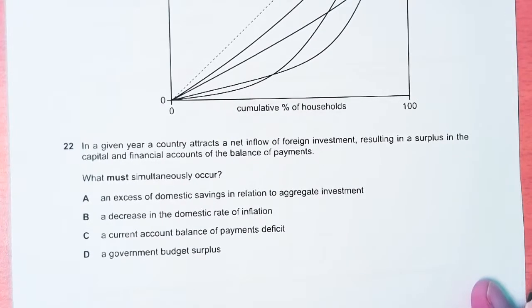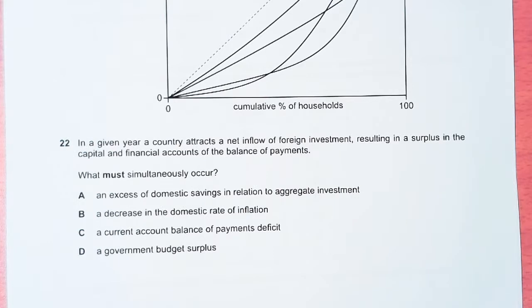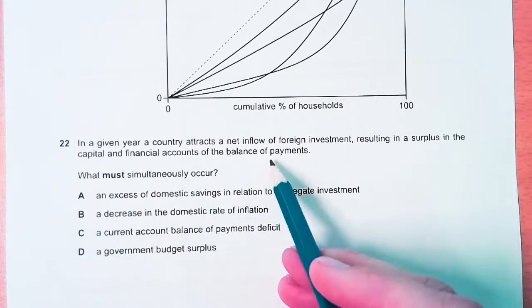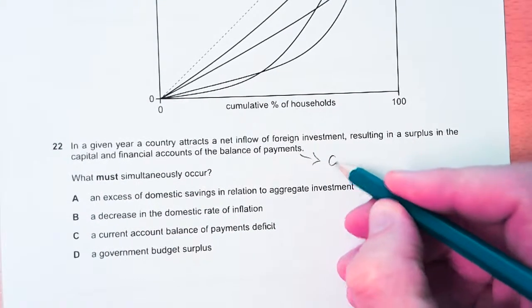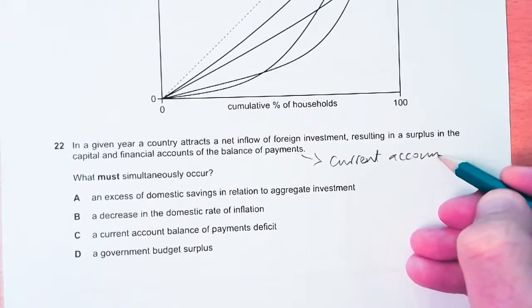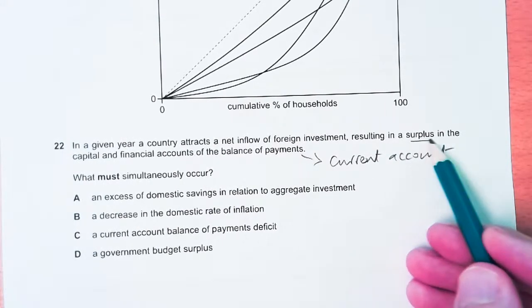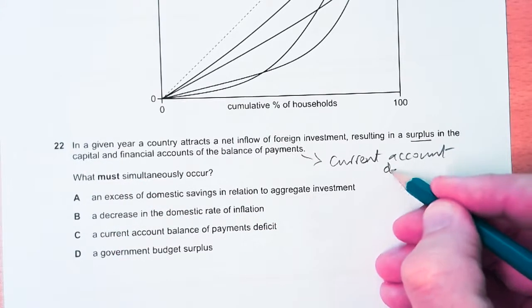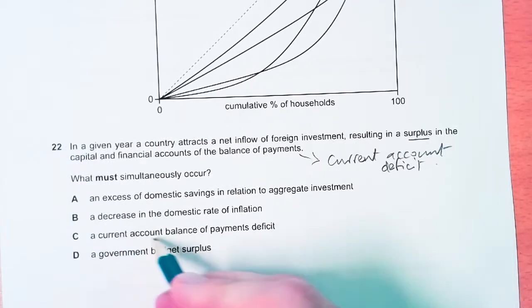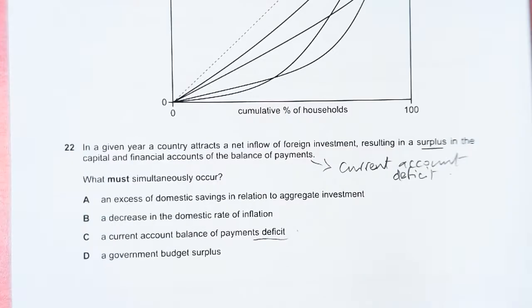22. In a given year, a country attracts a net inflow of foreign investment, resulting in a surplus in the capital and financial accounts of the balance of payments. What must simultaneously occur? You've got to remember that we've got capital and financial accounts. The other side of the balance of payments is, of course, the current account. So if we've got a surplus on the capital account, we are going to be looking at a deficit. We can skim through, see if it's there. There it is. Yeah, answer C.